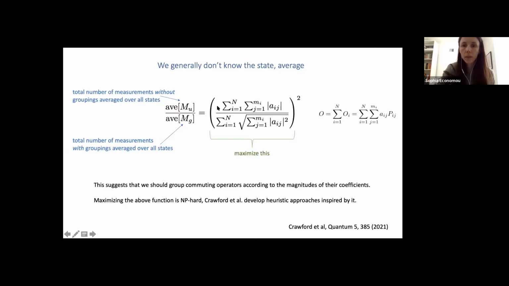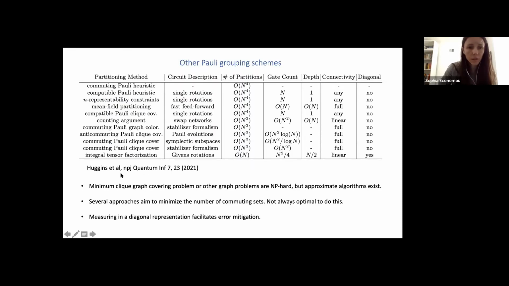And basically what you want to do is you want to maximize this quantity shown here. So basically the results suggest that you want to group commuting operators according to the magnitudes of their coefficients. So there's a recipe of starting with the highest magnitude coefficient, and then as you go down in magnitude, add commuting operators to the different sets. And in general, maximizing this function is NP hard, but this paper gives some heuristic approaches. And this is a table taken from this paper that summarizes the different proposals in the literature of how you group Paulis to measure them and what's the gate count and the circuit depth, etc. So there's nice resources that I encourage people interested in this to look at, and there's also nice math that enters in analyzing these problems.